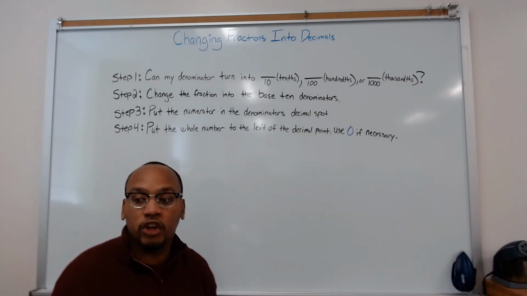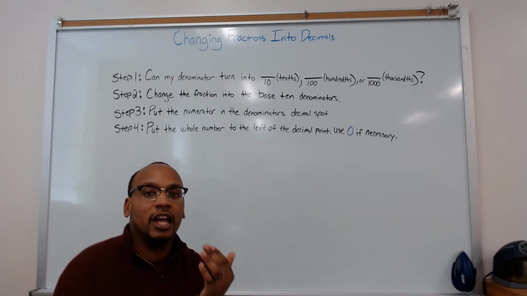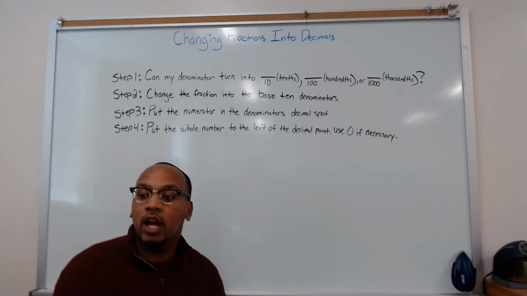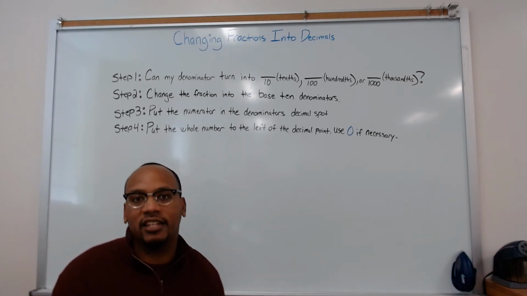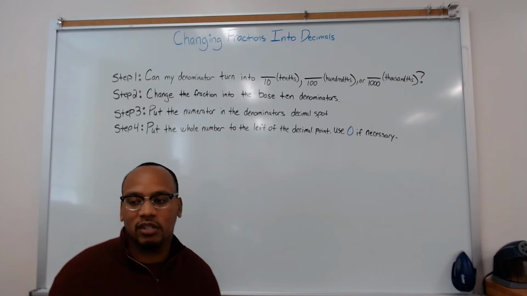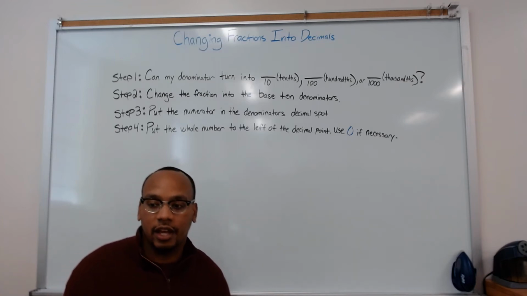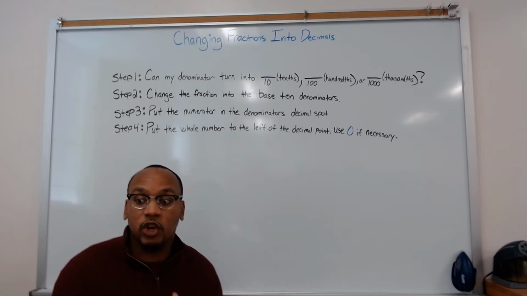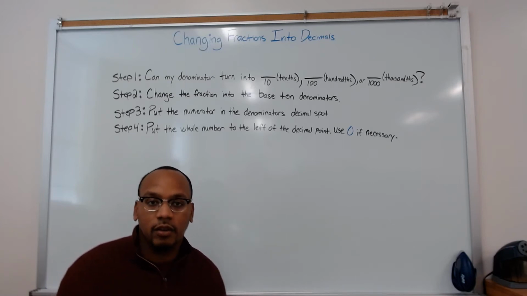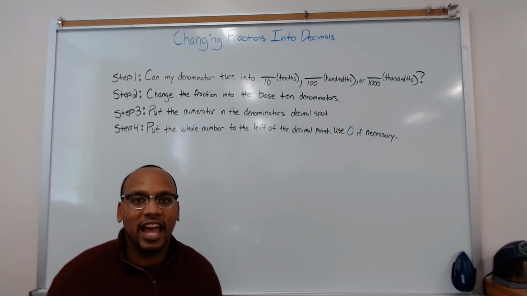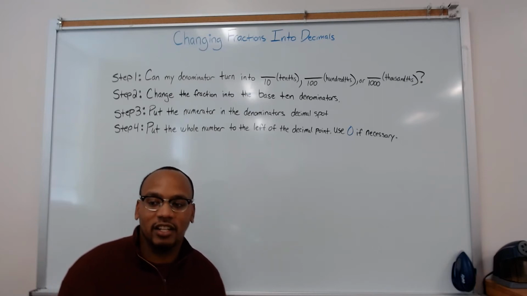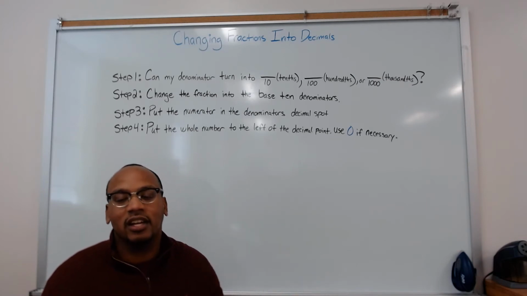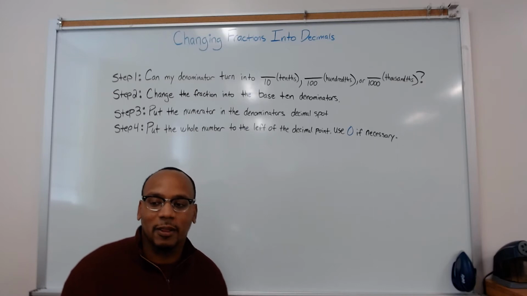Whether the denominator you currently have can change into tenths, hundredths, or thousandths will determine what decimal spot it is going to end in. All right? So you've got to ask yourself that. If you have 1/2, can 1/2 turn into 10? Yeah, 2 times 5. Can 1/2 turn into 100? Yeah, 2 times 50. Can 1/2 turn into 1,000? Yeah, 2 times 500.